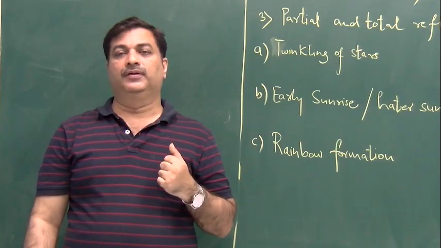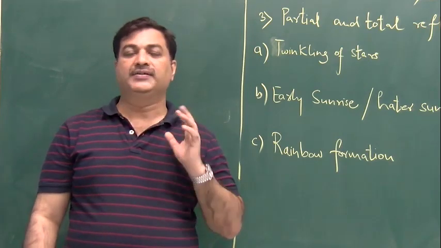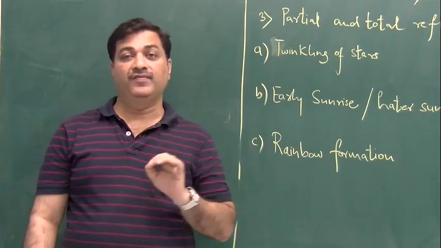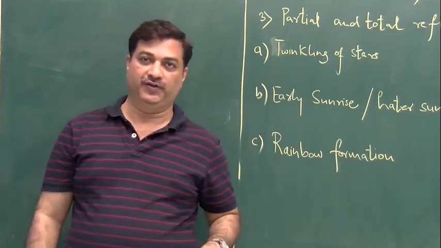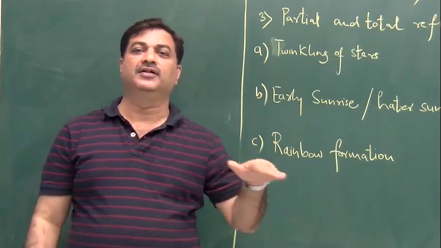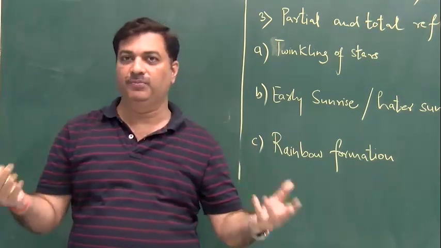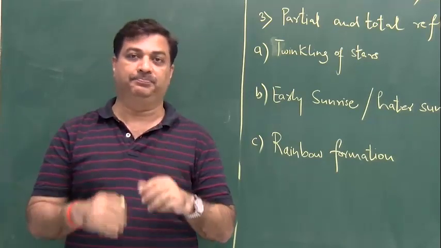Okay. Then let's go to the next topic to understand what is meant by dispersion of light, and then we will understand what is partial reflection and total reflection of light. Once you understand these concepts, then you will be able to understand the associated happenings around us, like the twinkling of stars and the formation of a rainbow. These things you will be able to understand better.